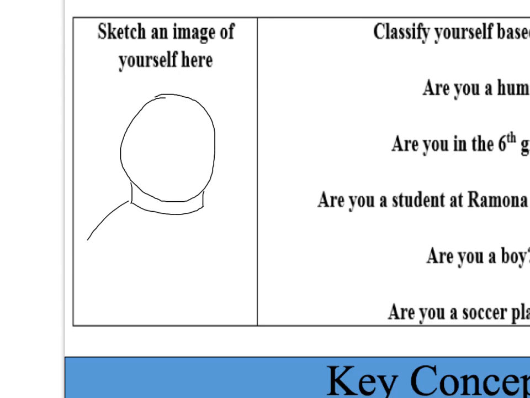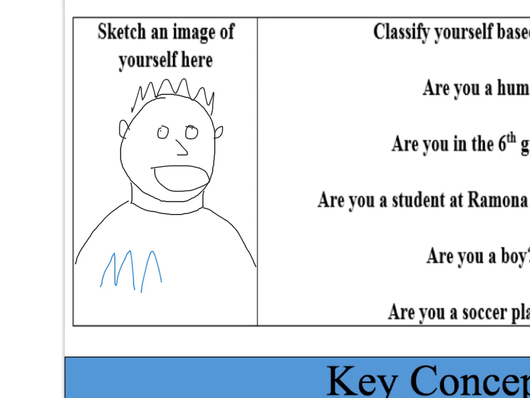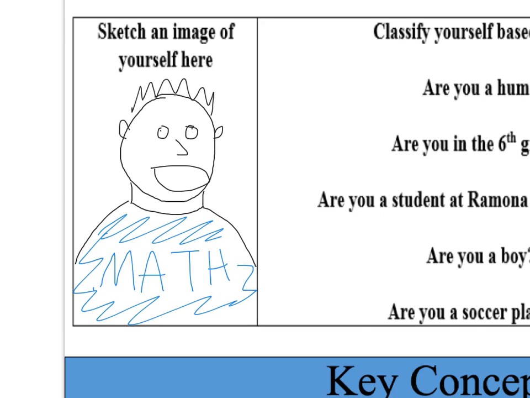So for example, here I am. Let's give myself some eyes, a nose, a mouth, some ears, and hair. Alright, so this is me. The reason this makes me unique is because I'm wearing a blue math shirt. So I'm a math teacher, and my favorite color is blue. That's my profile picture right there.